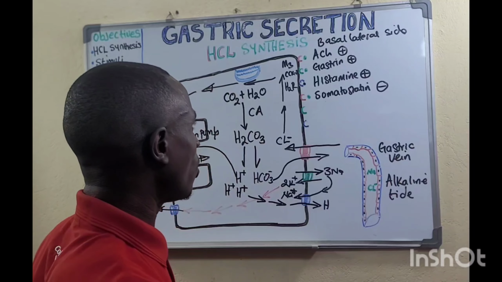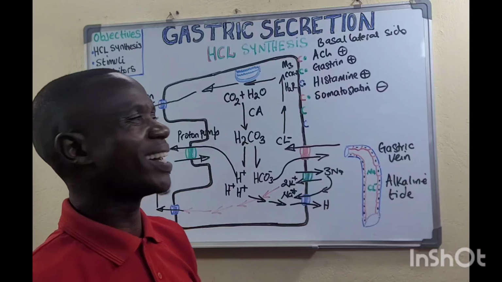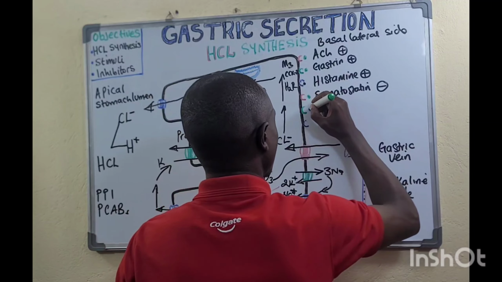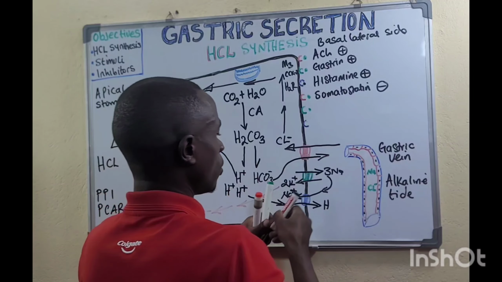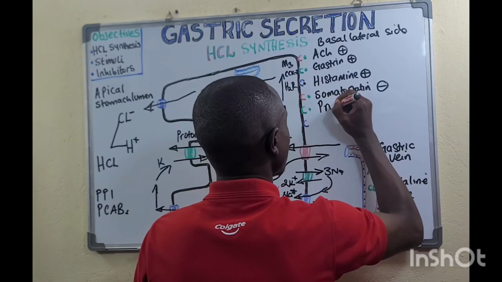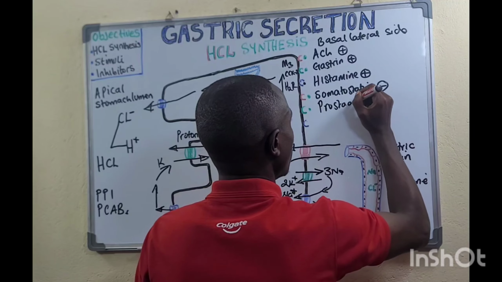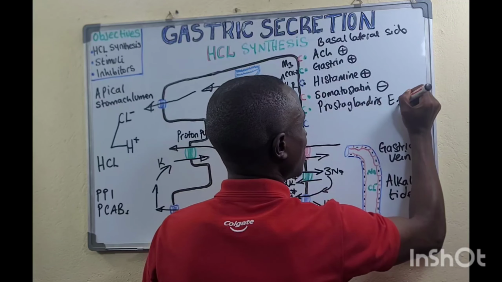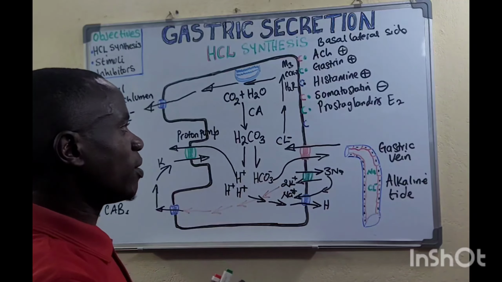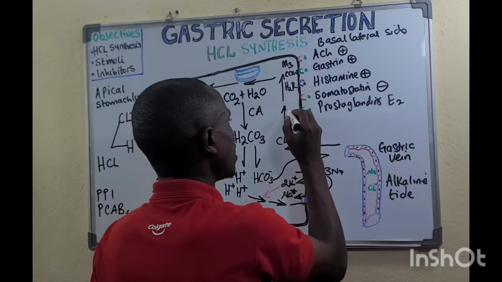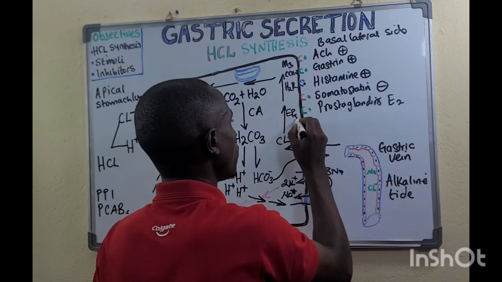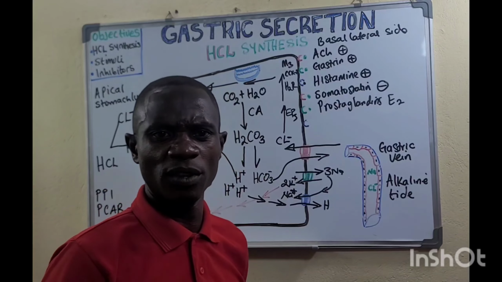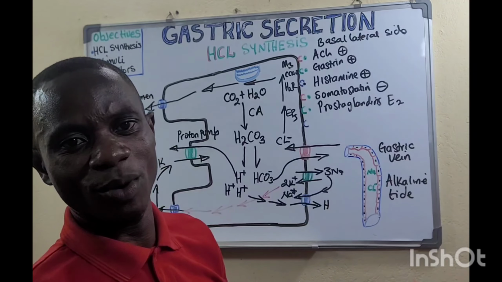And then we also have another kind of molecule that can also inhibit the parietal cell from producing hydrochloric acid. Now this molecule is what we call prostaglandins, primarily prostaglandin E2. Now, this kind of molecule is going to be binding on the receptor which we call EP3. When it binds there, it will also exert an inhibitory effect on the parietal cell from producing hydrochloric acid.